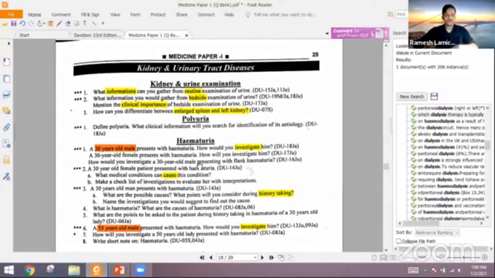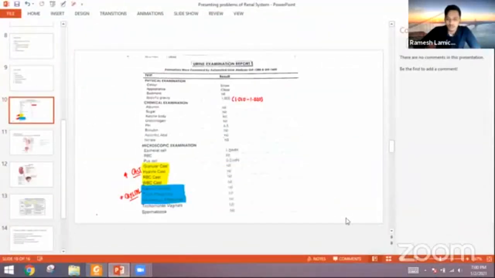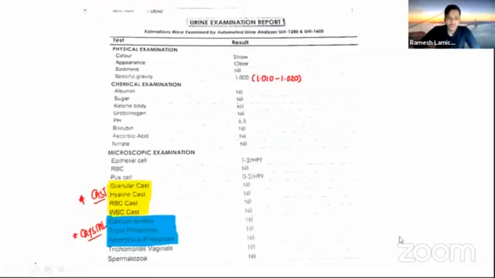Firstly, from the urine examination part, there is a question on the urine routine microscopic examination and bedside examination. Here is one question about the information you can gather from routine examination of urine. I have a picture showing a routine examination report from our college. There are three parts: physical, chemical, and microscopic examination. On physical examination, you see color, appearance, sediment, specific gravity. These are important. On the chemical part, there is albumin, sugar, ketone body, urobilinogen.